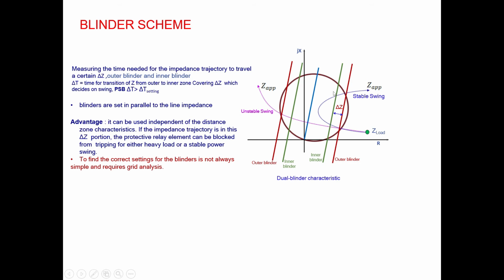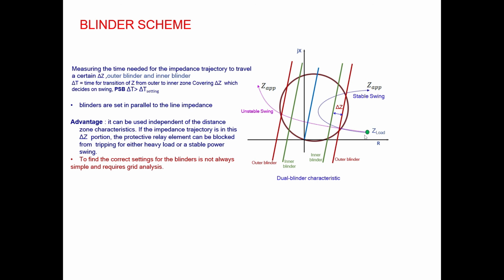But there is a limitation. We cannot always draw the blinders inside the zones, because if you are drawing inside the zones, then in some cases it is possible that your power swing, when it is swinging, your impedance locus, suppose now it settles at this point. So in this case, before entering inside your outer blinders and inner blinders, it settles inside zone 3 and it might issue an inward tripping. So these blinders are generally set in such a way that your outer blinder is set on the basis of maximum resistive loads or maximum load encroachment area with some safety margin.